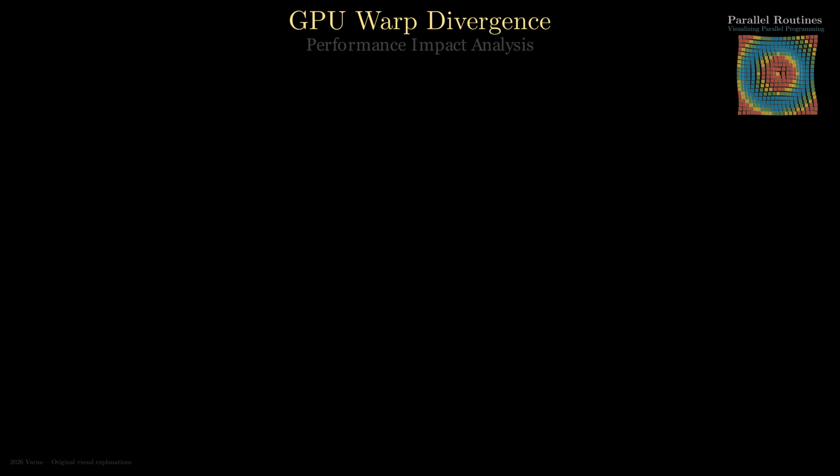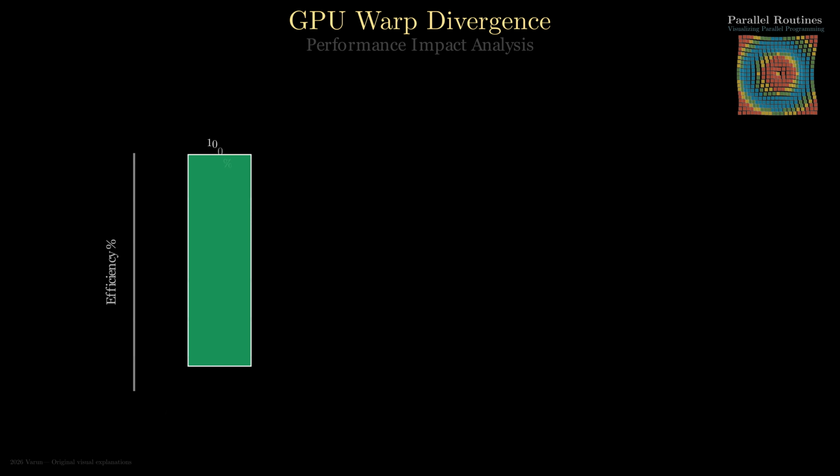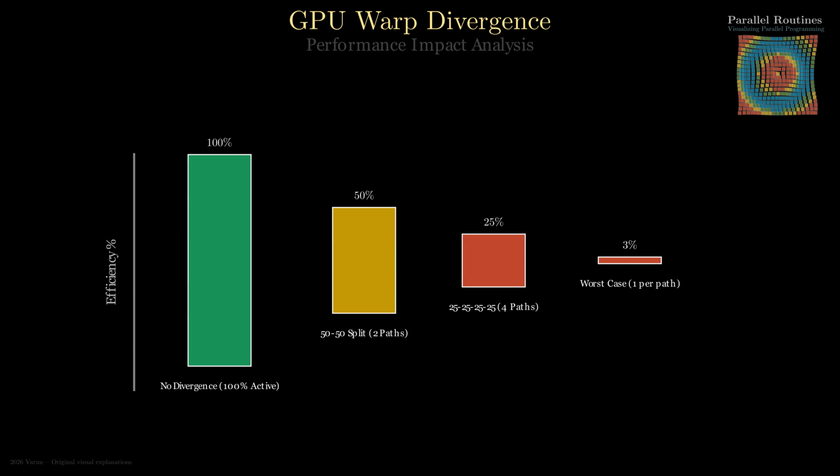Let's quantify the performance impact across different divergence scenarios. No divergence gives us 100% efficiency. A 50-50 split cuts that in half. Four-way divergence drops us to 25%. Worst case, one thread per path delivers only 3% efficiency. The key insight: efficiency is inversely proportional to the number of unique execution paths.